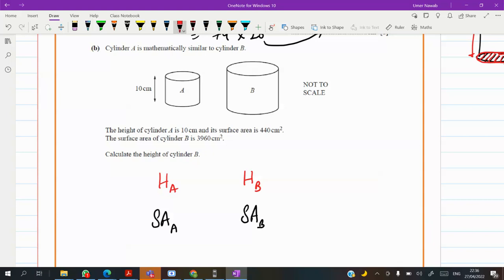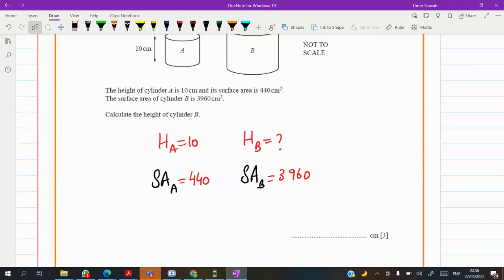Copy what are the things given. This is 10. Height of B we want to find. Surface area A is 440 centimeter squared. The surface area of B is 3960. Now, my friends, I want to find the height.